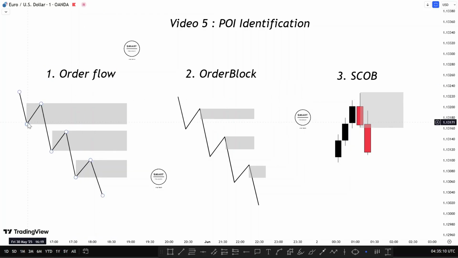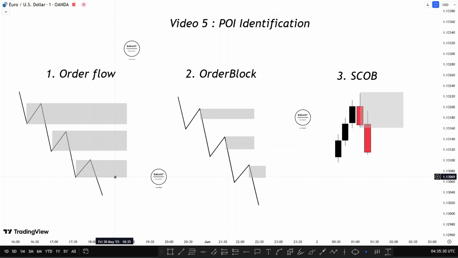An order flow is simply a valid pullback. So it starts from the beginning of this pullback here and ends at the end of this pullback here. So this entire zone here is called our order flow. Every pullback here is an order flow, and this is a valid area of interest where you can take your trade whenever the market comes back to mitigate this area here.